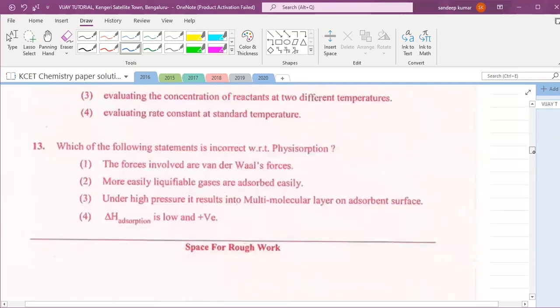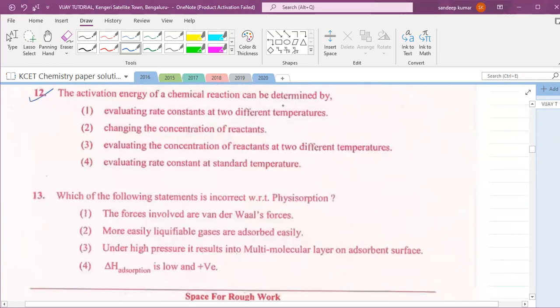Come to question number 12. The activation energy of a chemical reaction can be determined by evaluating the rate constant at two different temperatures, by changing the concentration of the reactants, by evaluating the concentration of reactant at two different temperatures, or by evaluating the rate constant at standard temperature. They will not ask this this time, because it is deleted for the 2021 batch. The correct option is evaluating the rate constant at two different temperatures.